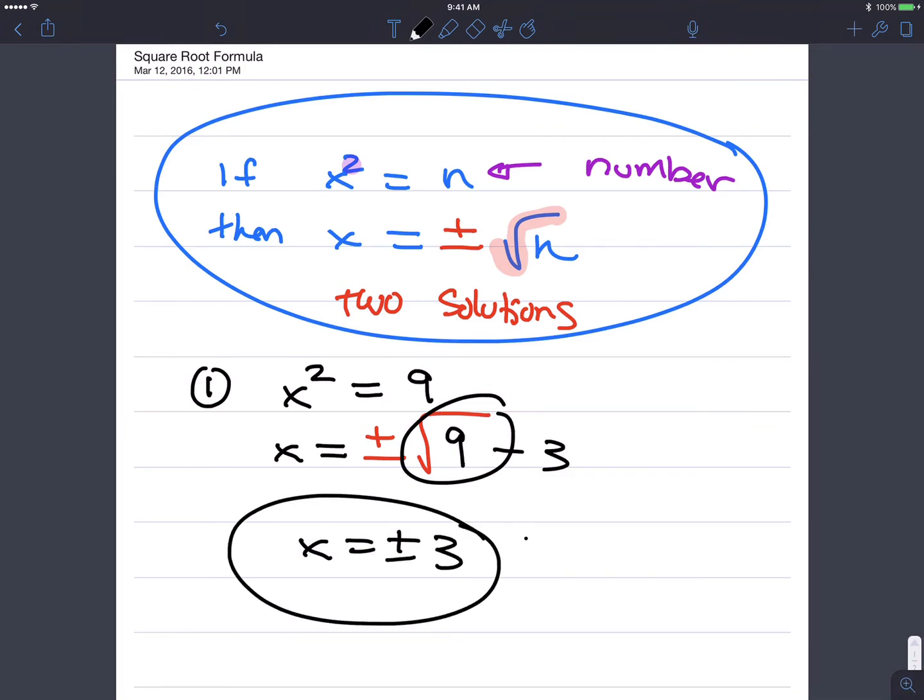I just solved for x. There are two solutions. In one case, x is positive 3. In the other case, x is negative 3. This is the solution set notation for the two solutions, and this is an illustration of what we're going to be using here.